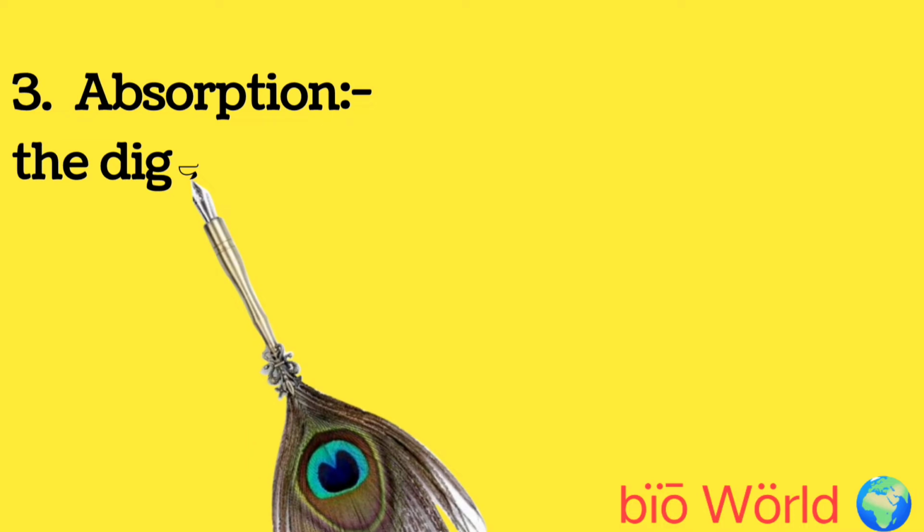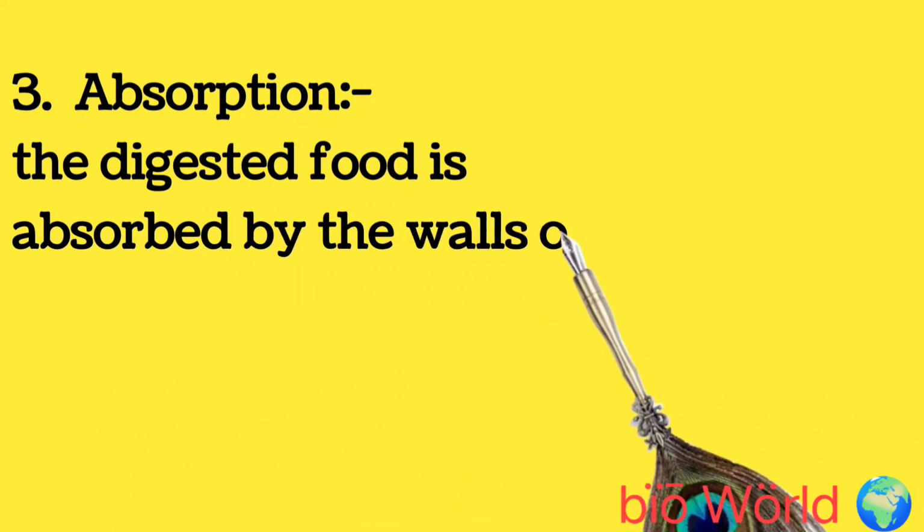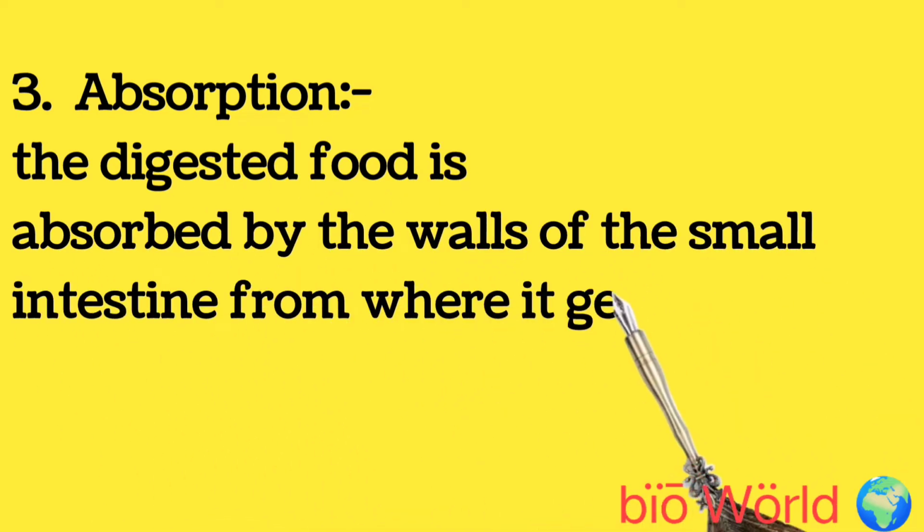3. Absorption. The digested food is absorbed by the walls of the small intestine from where it gets passed on to the blood.